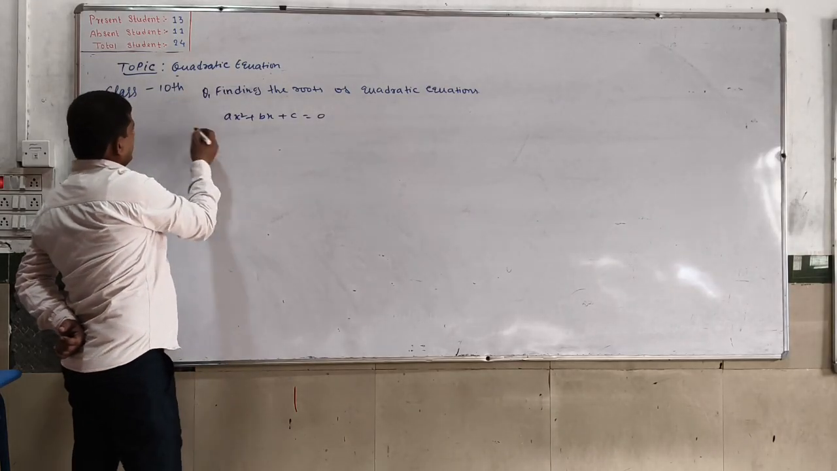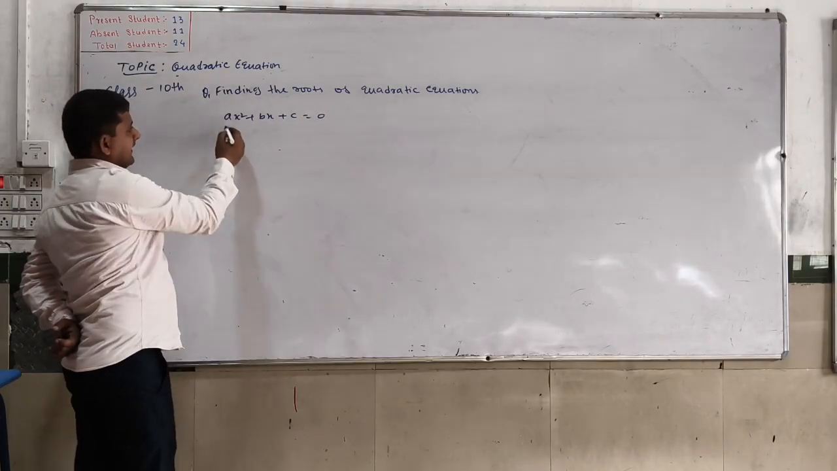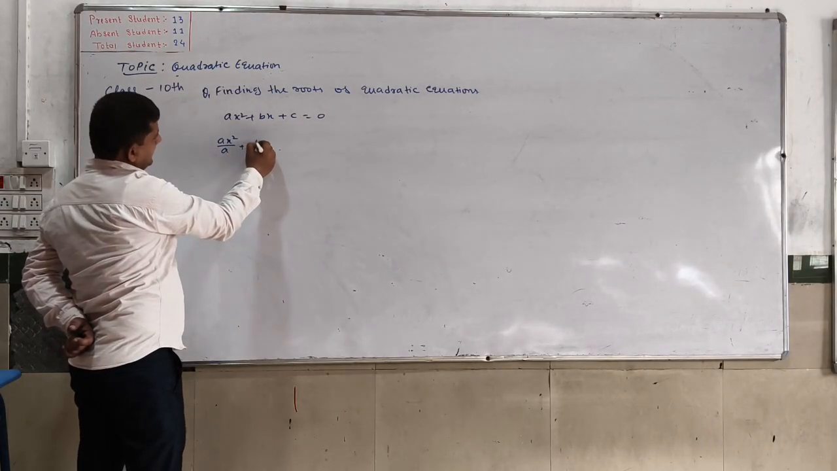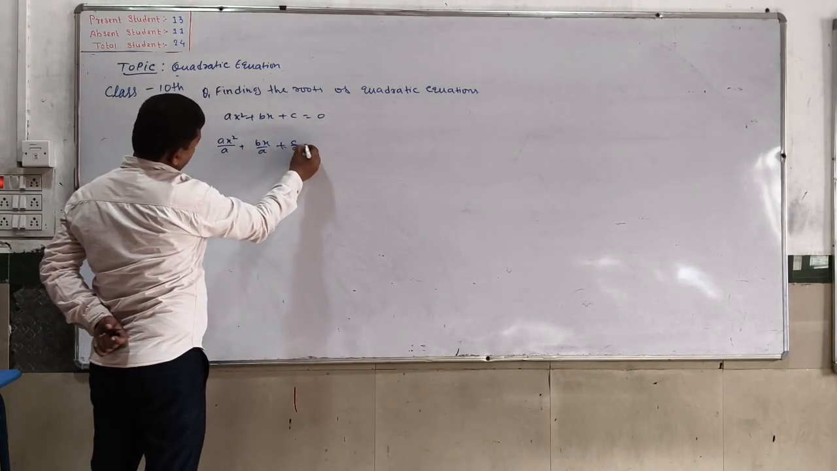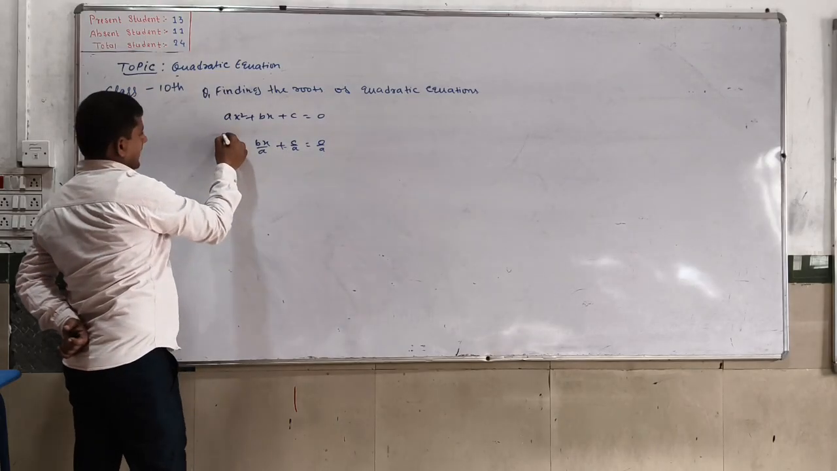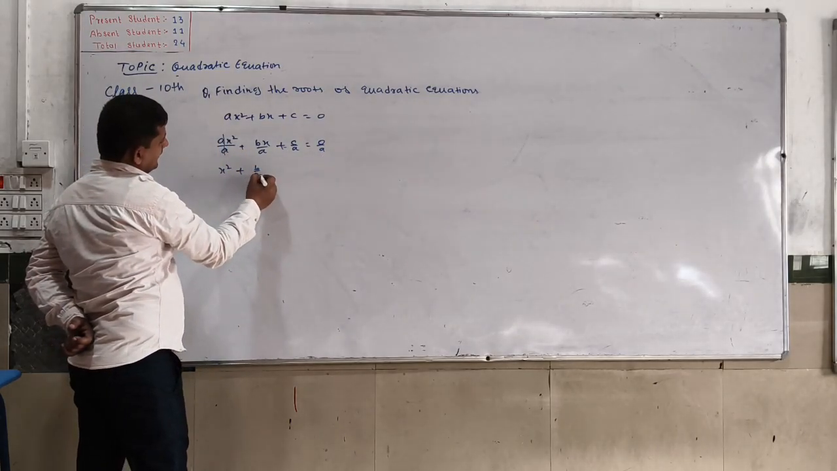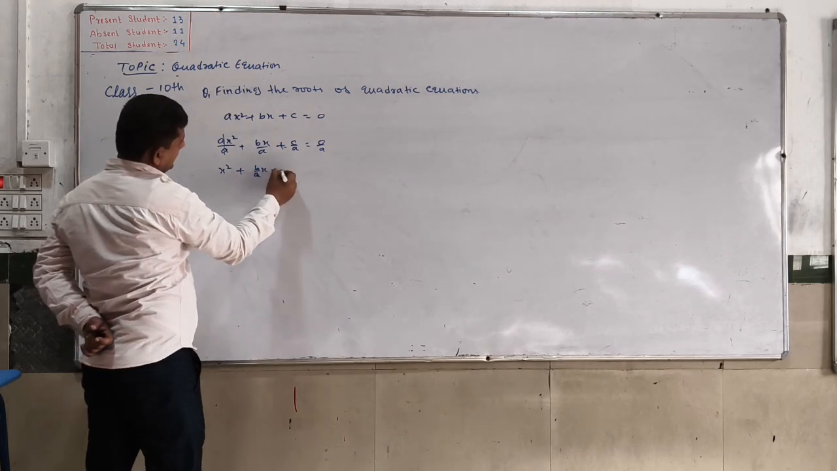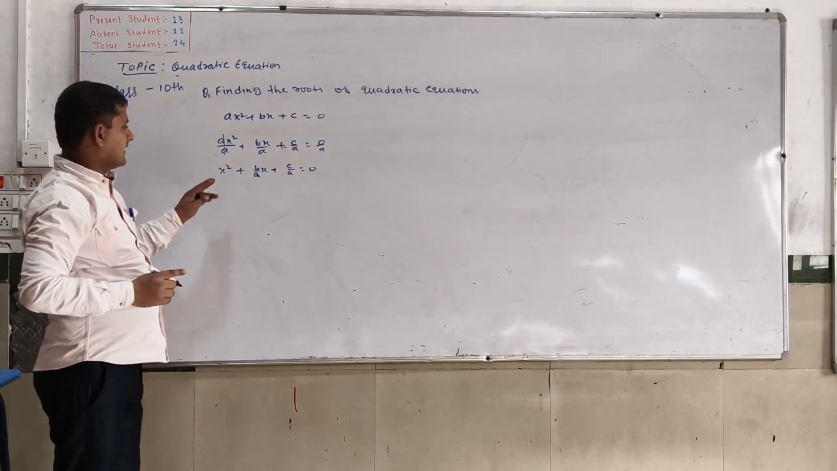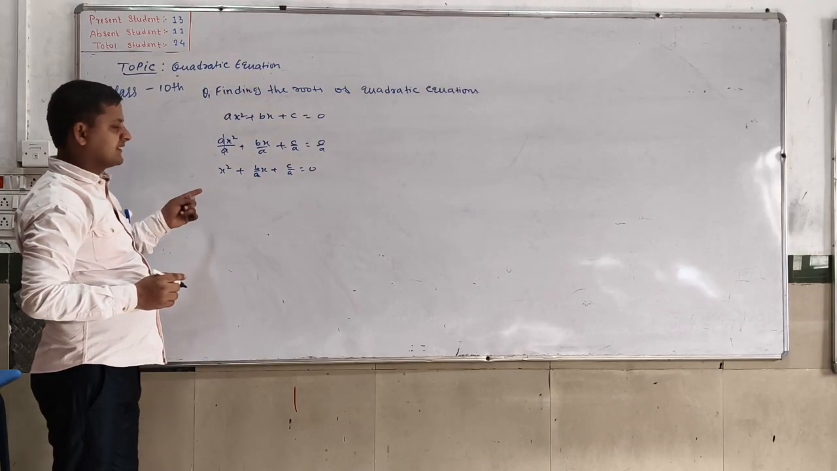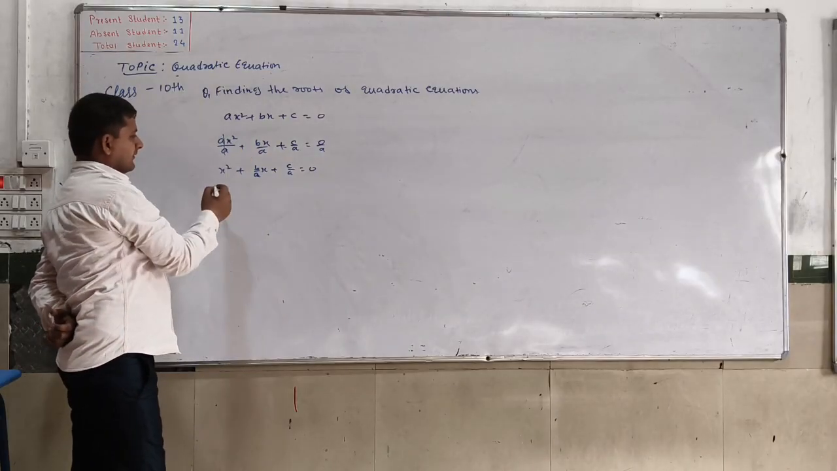Firstly, we divide both sides by a. We get, a is cancelled, so x square plus b upon a x plus c upon a is equal to 0. Then after that we convert this equation into the form of the whole square of a plus b.